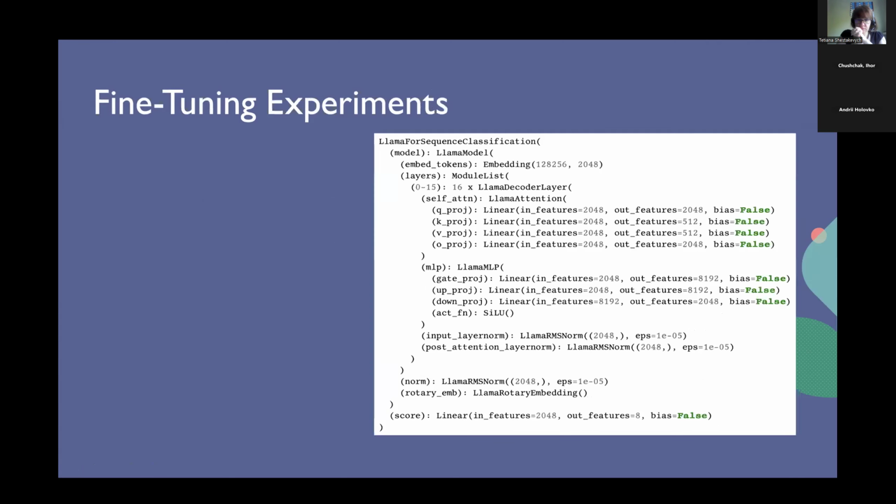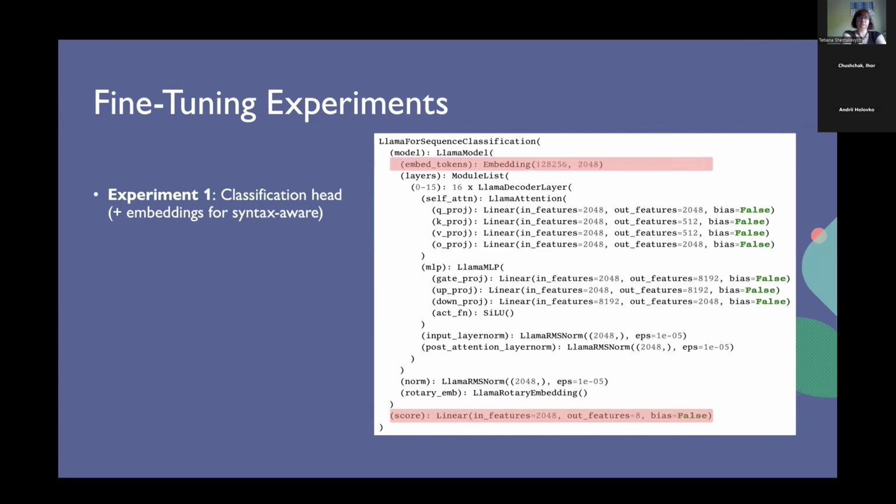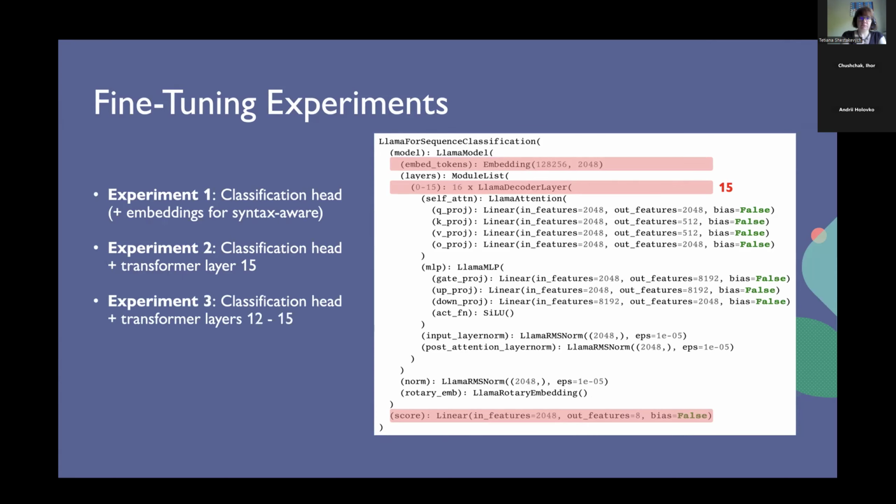We ran 3 experiments, training our model a bit more each time. For the first experiment, we did a lightweight training. In this step, we only adjusted the part of the model that made the final decision. This is the classification head. In the case of our syntax-aware tokenizer, we also updated the embedding layer, so the model can learn the new tokens that we added. In the second experiment, we trained, in addition, the last transformer layer, layer 15. And in our last experiment, we trained all of that from the previous steps, plus the final 4 layers.